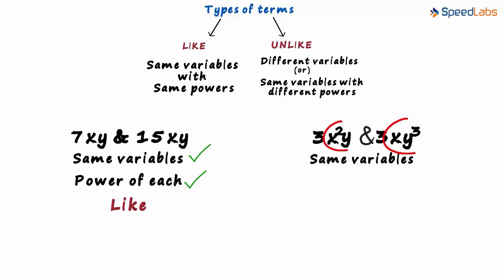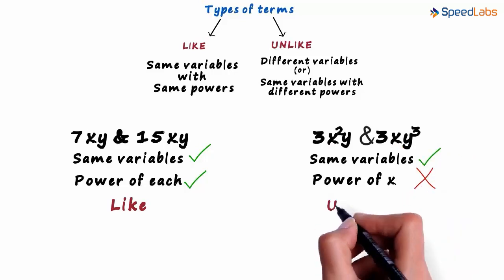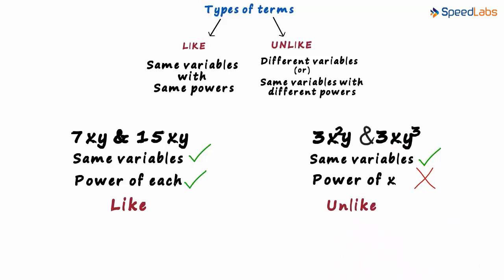Both the terms have the same variables, x and y. Now let's compare the powers of each of the variables. Let's look at the power of x first. In the first term, it's 2 and in the second, it's 1. It's not the same. Even though the variables are the same, because the powers are not equal, these are unlike terms. Observe that we do not bother to check the powers of y in each case. Remember, if the powers of one of the variables is different, the terms become unlike.